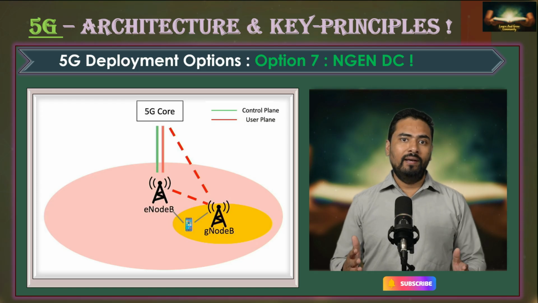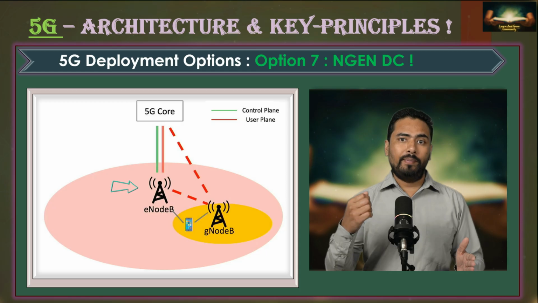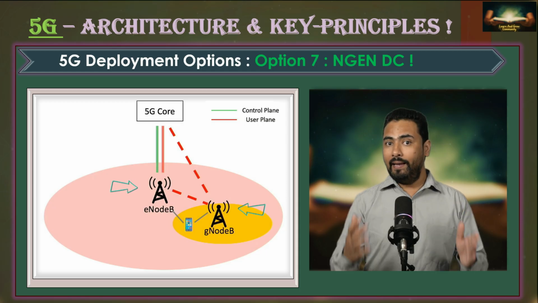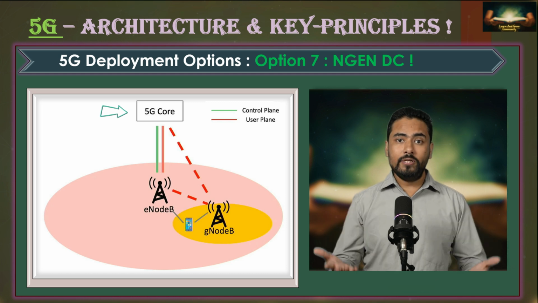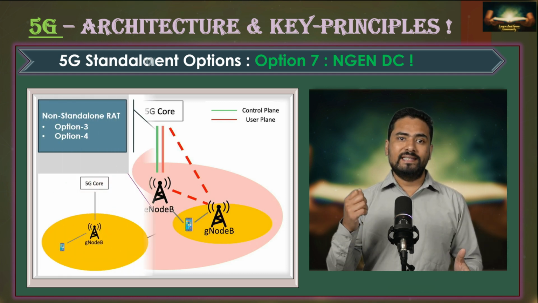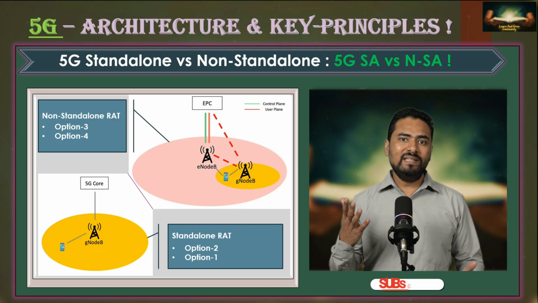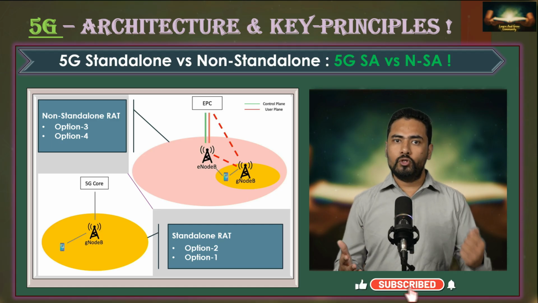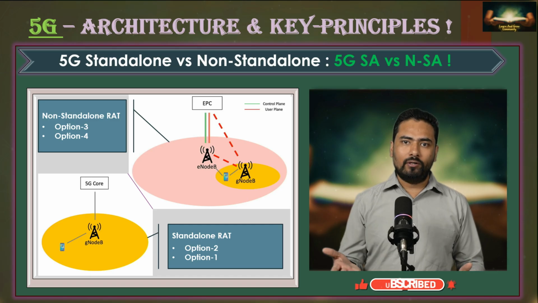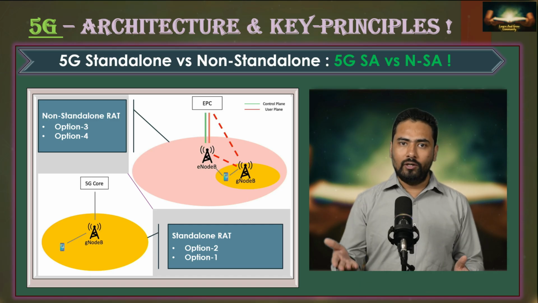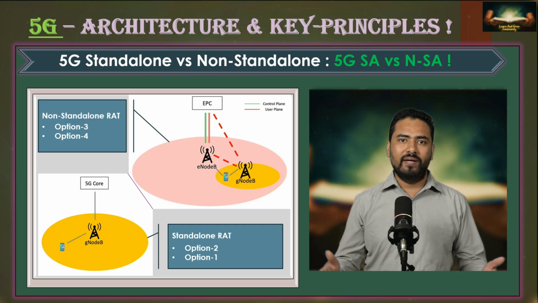In addition, when LTE is used as the primary radio access technology and NR as the secondary radio access technology, but both together with the 5G core, then it is called option 7. So the options with a single radio access technology, like option 2, are called standalone networks. And the options with two radio access technologies are called non-standalone networks, most commonly option 3.